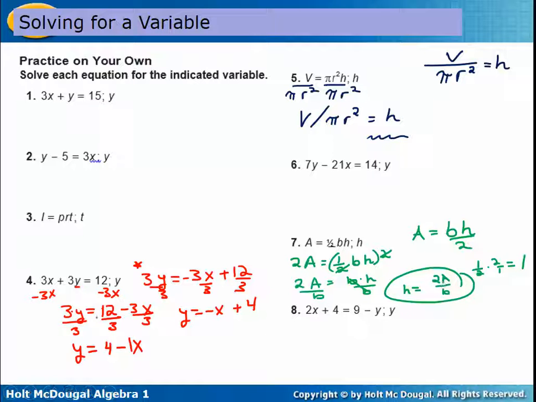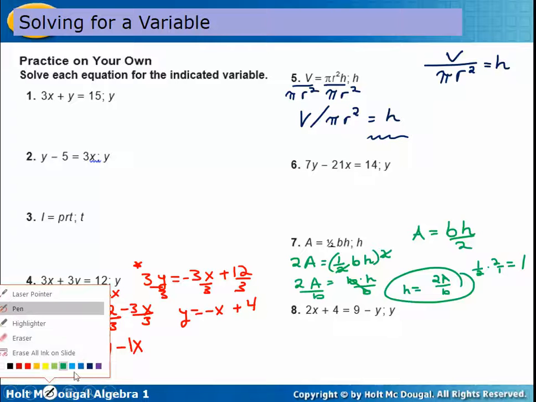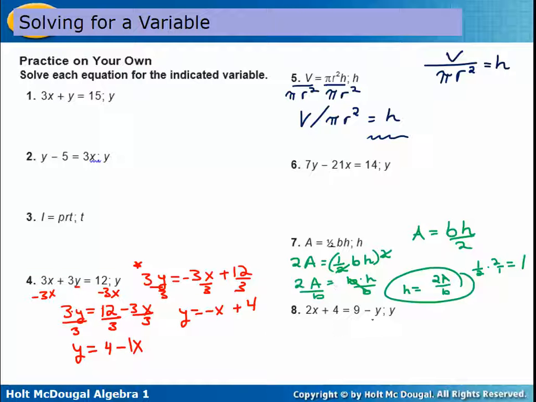Number 8, actually, I want to start number 8. I'm not going to do the whole thing. But in number 8, we have a minus y, and we're trying to solve for y. There's two different ways to approach this. You can decide that this would be a minus 1y, and then proceed, and at the end you'll have to divide by negative 1.